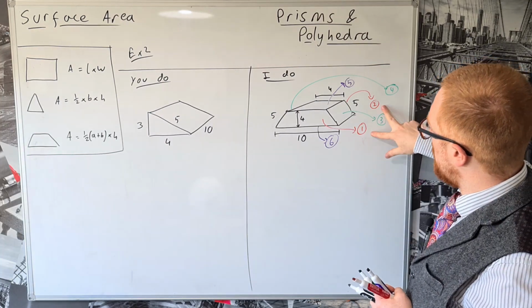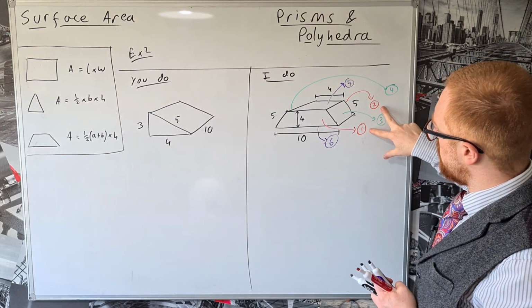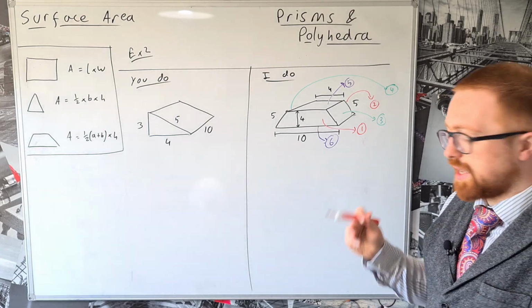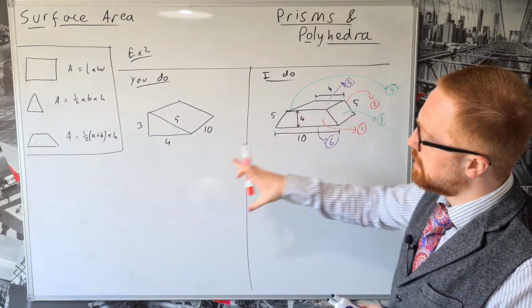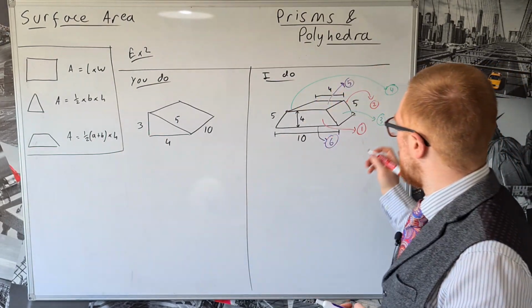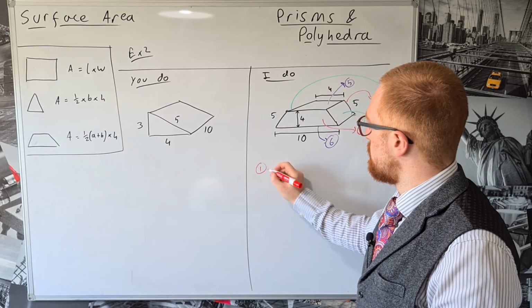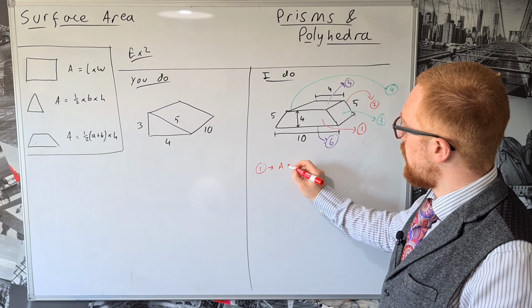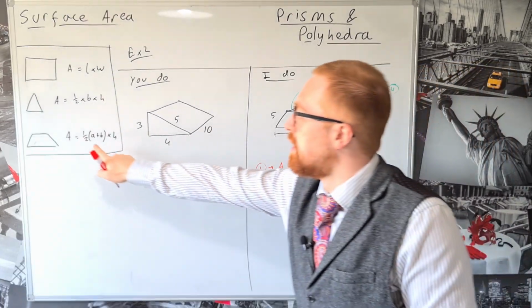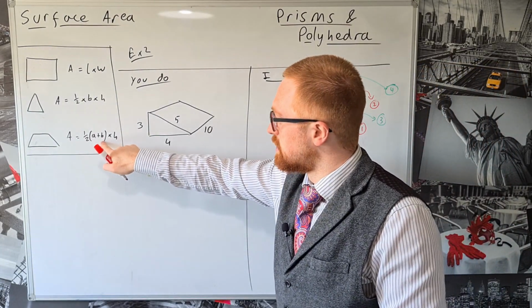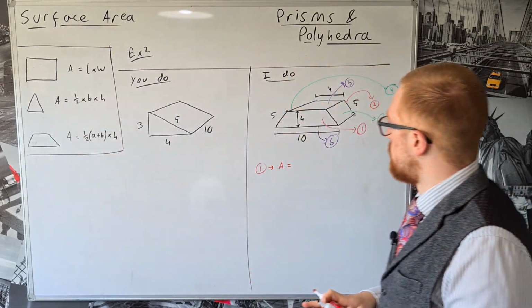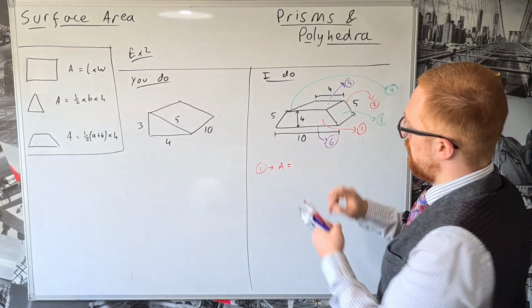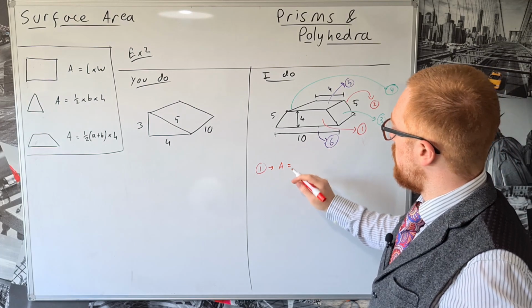Okay, so let's have a look at these red faces first of all. They're going to be our trickiest ones because a trapezium is the hardest of our shapes to find the area of, but let's do that. So the area of one is equal to, well, the area of a trapezium is half a plus b, which is the average width. So we take the width on the bottom and the width on the top, and we find their average.